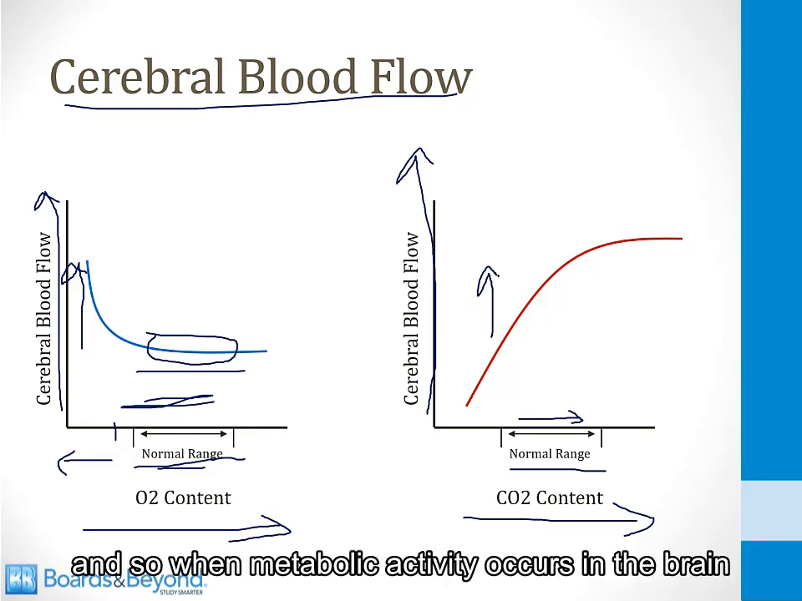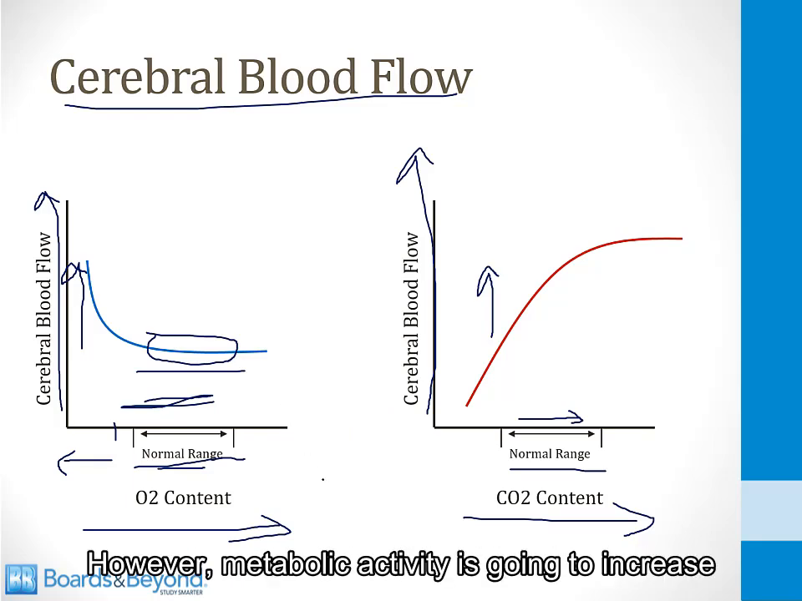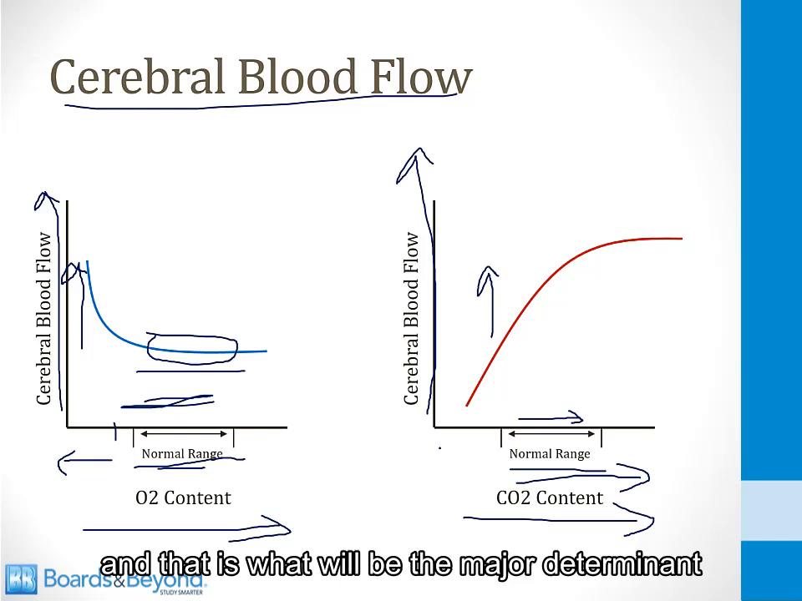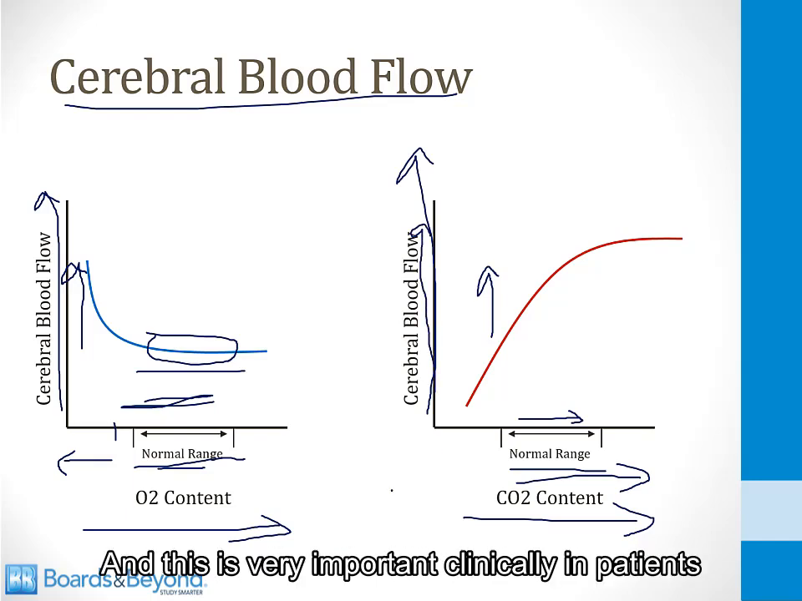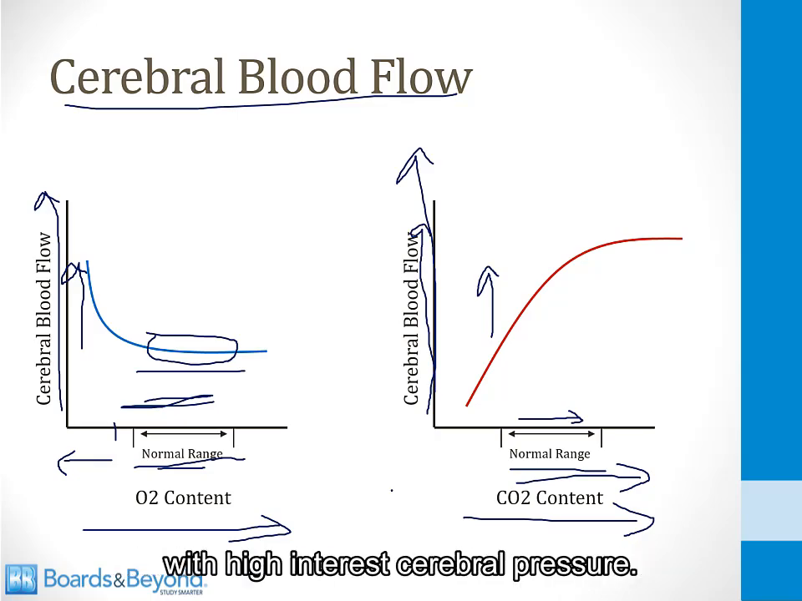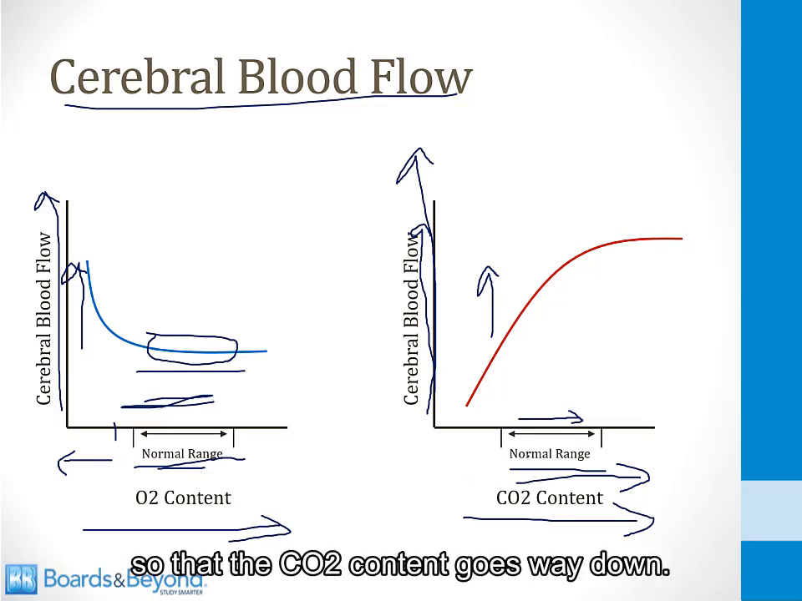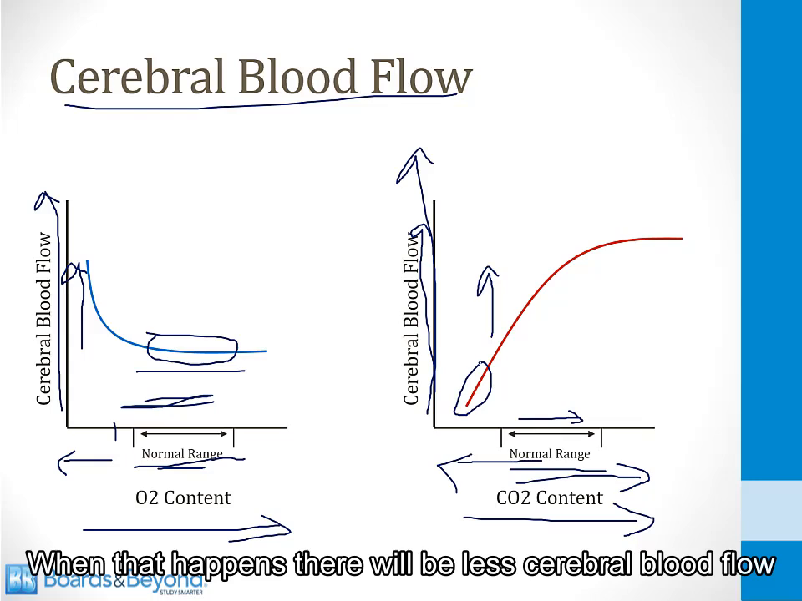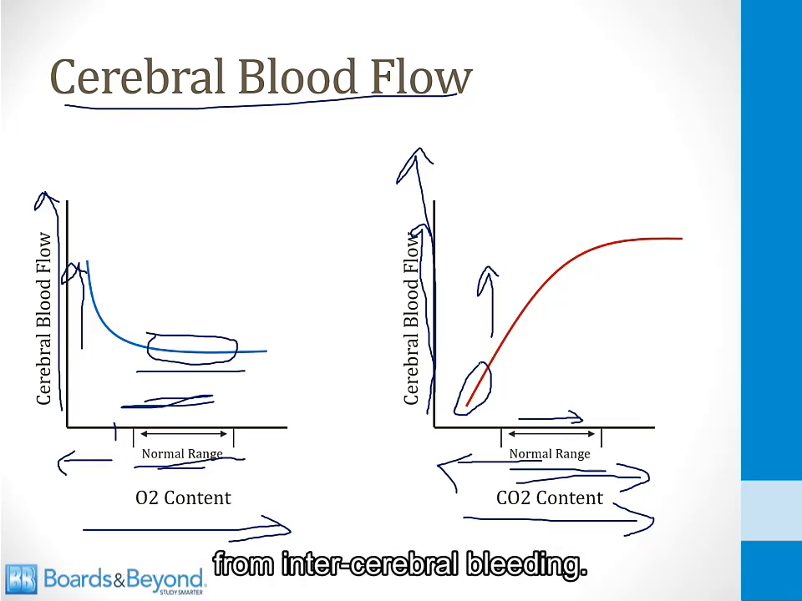And you can see that anytime the CO2 content goes up a little bit, the cerebral blood flow also goes up quite a bit. And so when metabolic activity occurs in the brain, it may change the oxygen content, but that's not going to have much effect on cerebral blood flow. However, metabolic activity is going to increase the CO2 content, and that is what will be the major determinant of cerebral blood flow. And this is very important clinically in patients who have head trauma and other conditions with high intracerebral pressure. What you can do in those patients is hyperventilate them so that the CO2 content goes way down. When that happens, there will be less cerebral blood flow, and that can limit the amount of blood flow into their brain where they have high pressure from intracerebral bleeding.